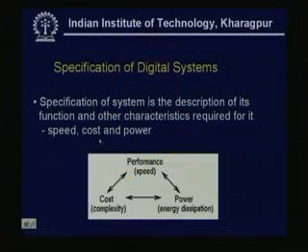So, speed, cost and power, these are the main specifications. Performance, cost and power are each related to the others. These are the three main characteristics that are concerned with digital systems.